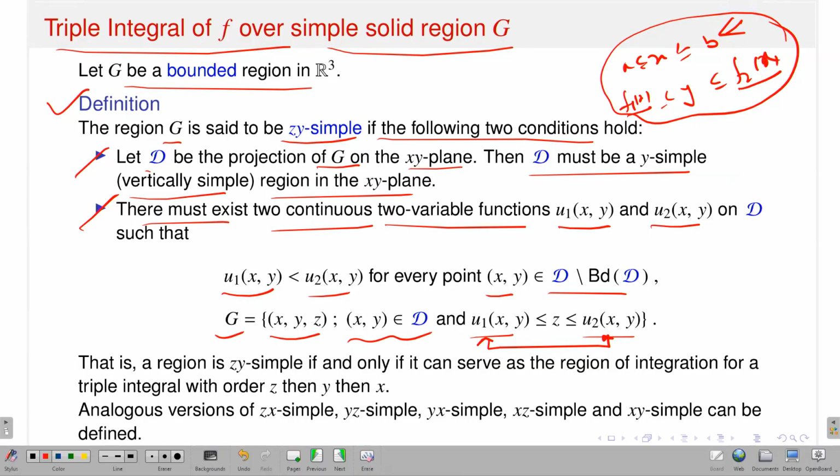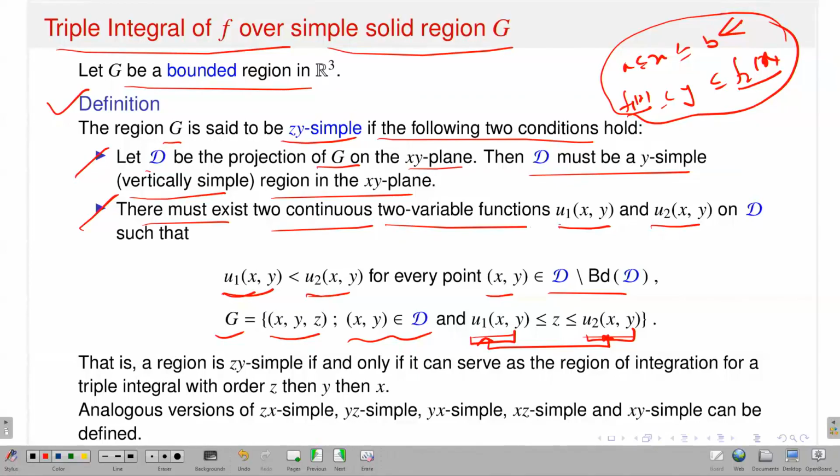Here I have a restriction on z. z should vary from one continuous function u1(x,y) to u2(x,y), while u1 and u2 are continuous functions on my domain D in the xy plane, which is the projection of my domain G in R3. And it satisfies u1(x,y) strictly less than u2(x,y), and both of them are continuous functions. So, if I have a domain G in R3 that satisfies these two properties, then I say it is zy simple.